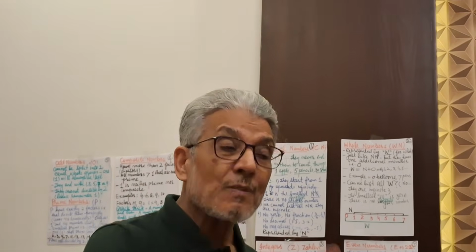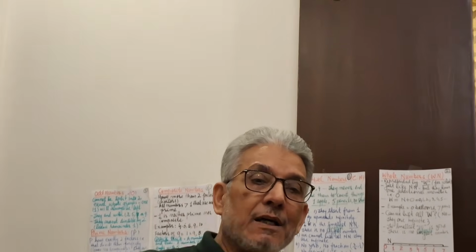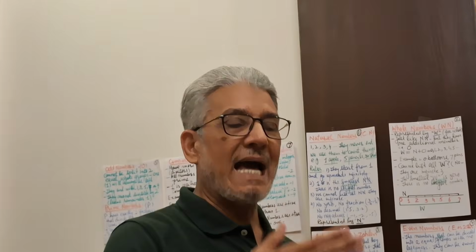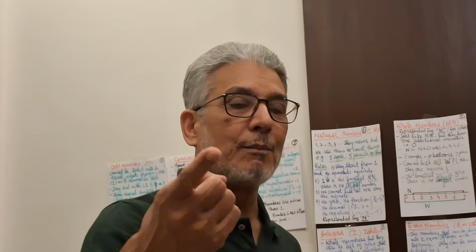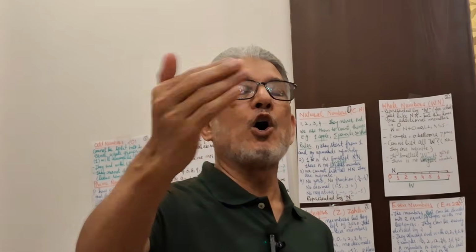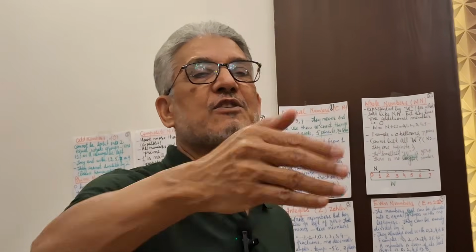If you add an even number to an even number, you will get an even number. If you add an odd number to an odd number, again you will get an even number. But if you add an even number to an odd number, you will get an odd number. For example, you add 4, an even number, to an odd number, 3. 4 plus 3 is equal to 7. So you will get an odd number.